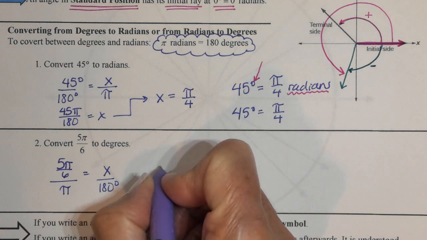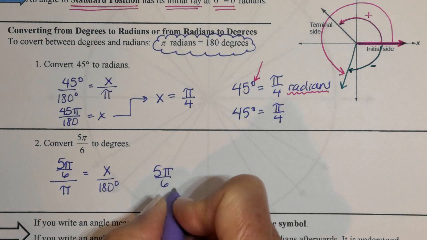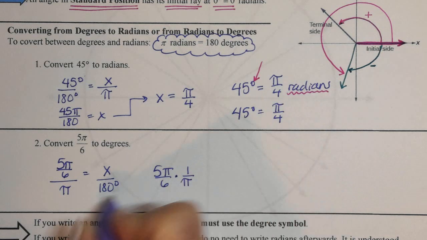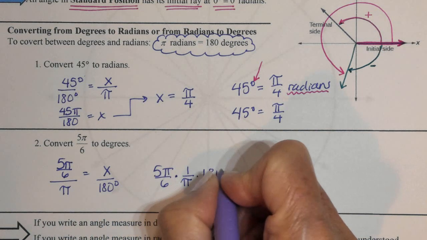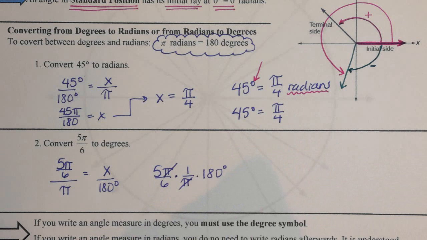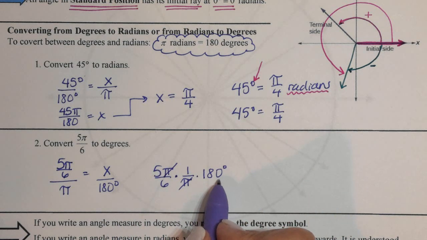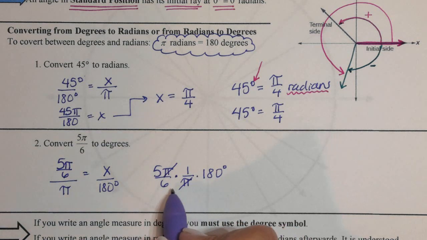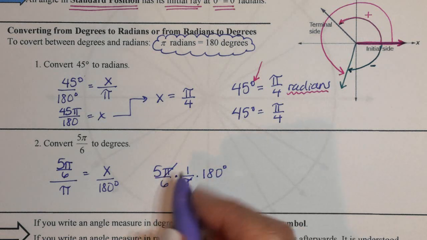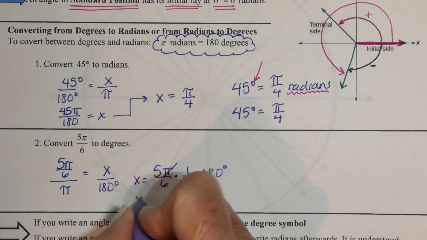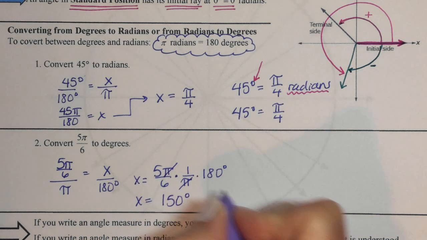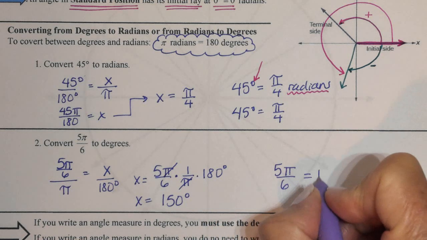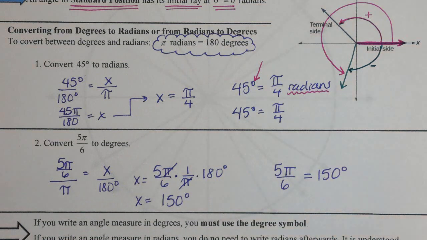And I'm going to have 5 pi over 6 divided by pi. Well, dividing by pi is the same as multiplying by 1 over pi. And then I'm multiplying by that 180. Do you see how the pi's cancel? And I'm left with 5 divided by 6 times 180 degrees. How many times does 6 go into 180? Well, 6 goes into 180 30 times. 30 times 5 is 150. So we know that 5 pi over 6 radians is the same as 150 degrees. Okay?